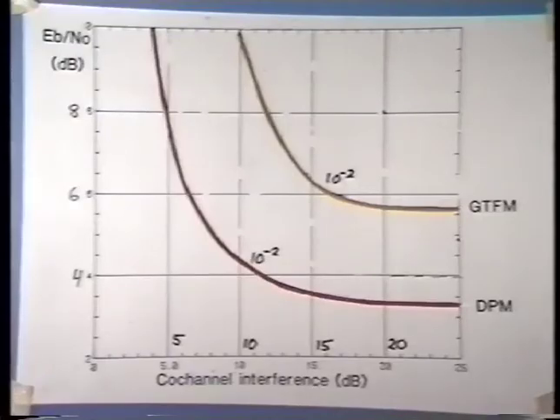In this figure, energy per bit to noise ratio is shown along the y-axis, while co-channel interference is shown on the x-axis. At a constant error rate of 10 to minus 2, 2 different modems are compared. The yellow one is generalized tamed frequency modulation, while our implementation of DPM is shown in the red curve.